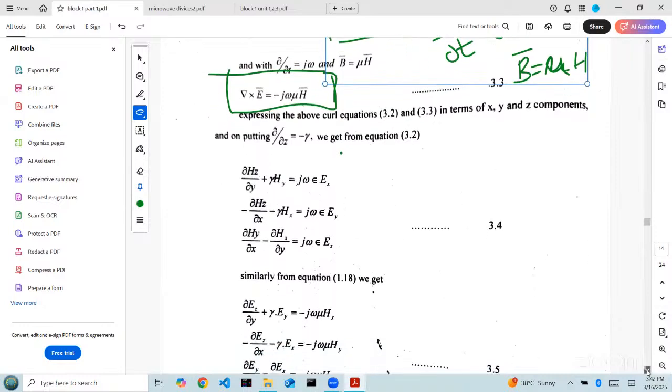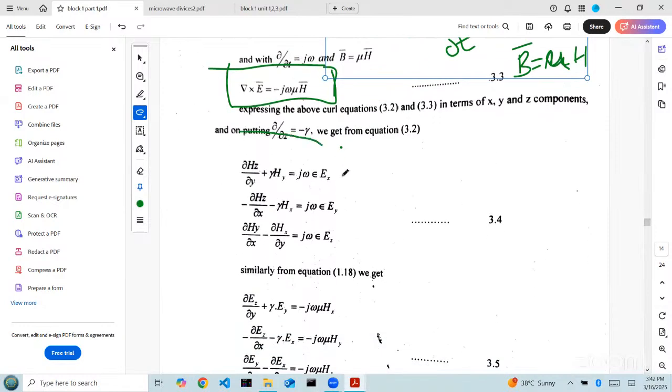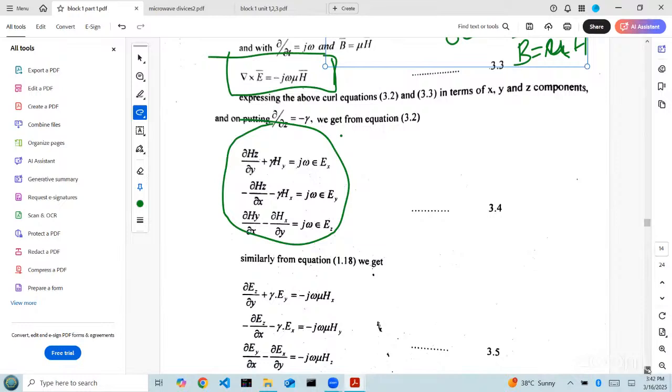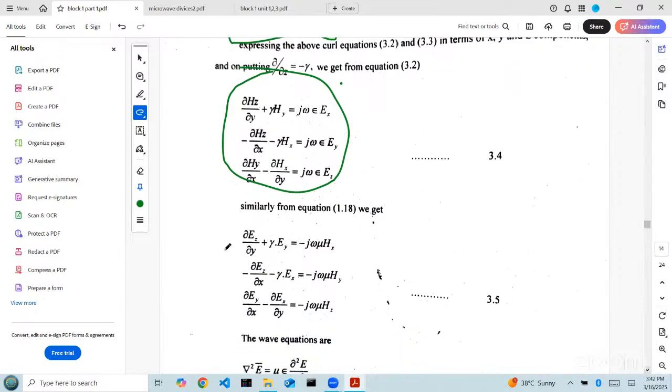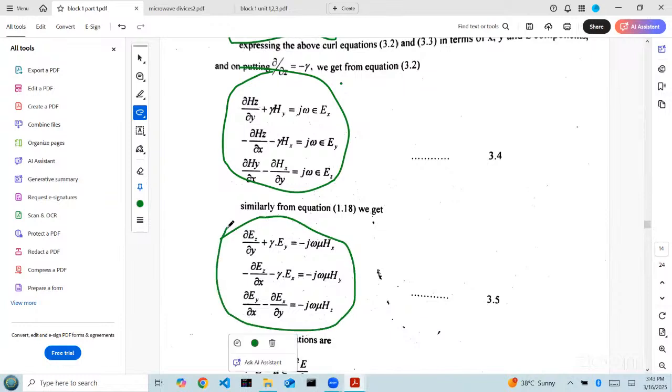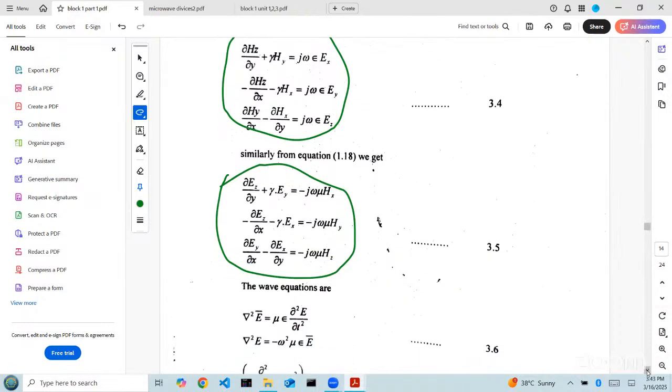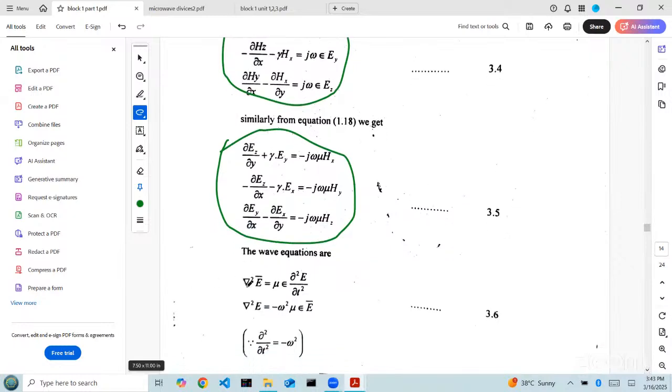These three are for simplification of which one? Magnetic field. The next three equations are for simplification of electric field. Simplification of electric field is over. Simplification of magnetic field is over. Next, what do we have to do? Take two wave equations. What are the two wave equations? Del square E, del square E.